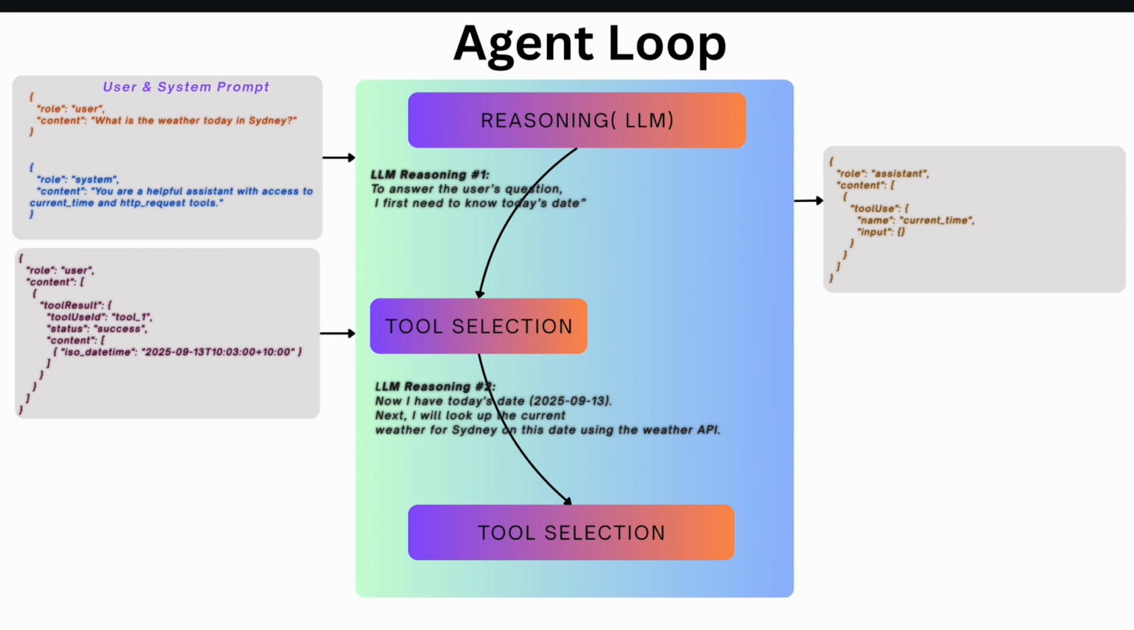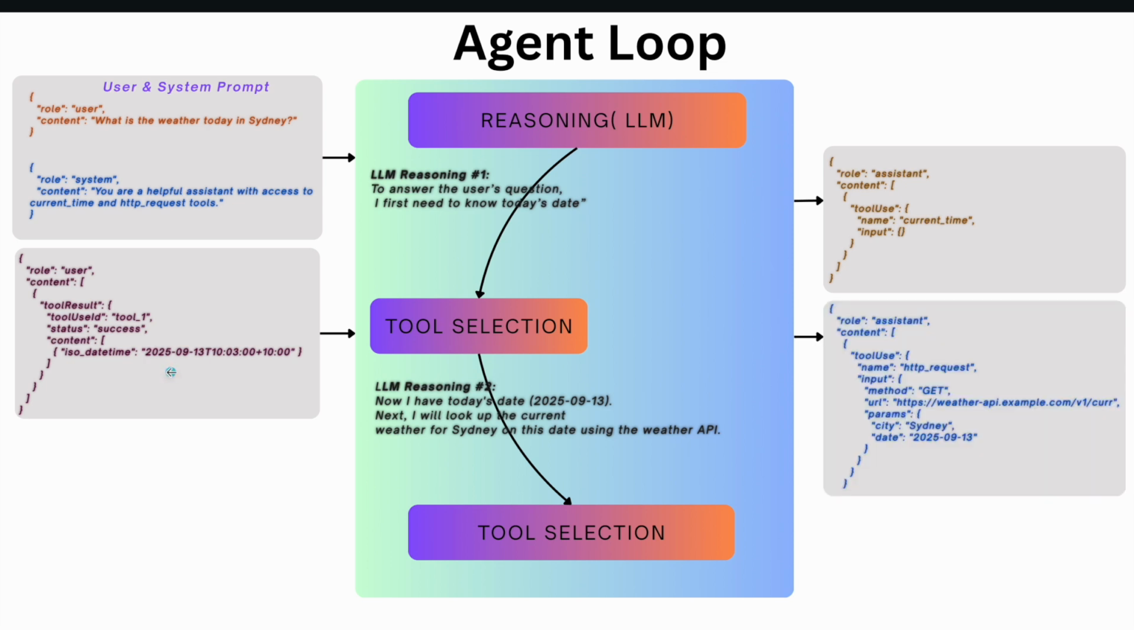And for that weather API call, it has to pass the date for which it has to get the response. And you can again think the LLM gives, or we get, the assistant prompt with role assistant, and in the content you can see it says tool use, and it has to use the HTTP request tool, and a couple of parameters that it has to pass. So the input method would be GET, and the URL it has to use, and the parameters city and date.